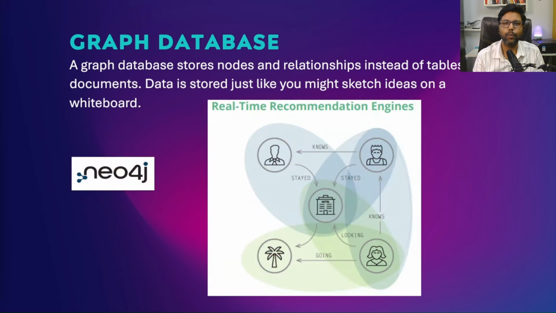Neo4j is a popular graph database. It's used by many organizations like NASA for managing complex relationships in data. They are excellent for social networks, fraud detection, and recommendation engines.